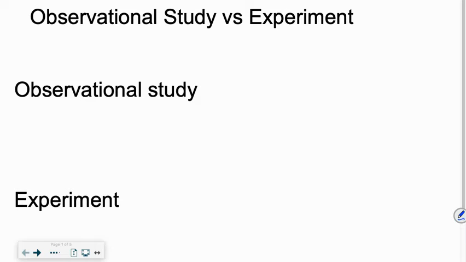Today, we are going to cover the 4.2 big ideas. So the first thing we need to talk about is observational studies and experiments and why they are different. So an observational study, there is no treatment. We only observe something that's already happening.